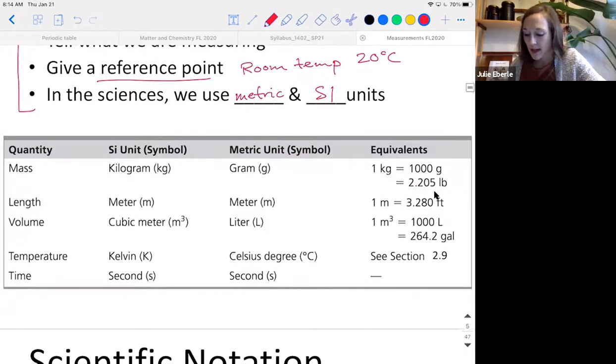So this is the table that tells you the SI unit and the metric unit for different properties, okay, different physical quantities, which is over here on the left. And then it does give you a few equivalents. I'm going to give you better tables with equivalents. This will help you in some conversion problems that you're going to do with converting between different units.